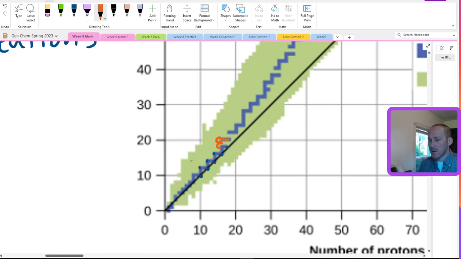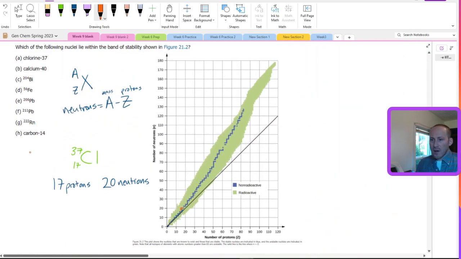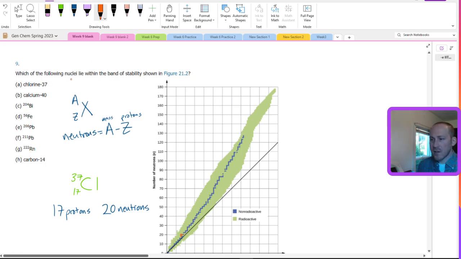Looks like that works. So 17 and 20, that one looks good. So that's a solid yes. Not only does chlorine 37 appear in the band of stability, which is the big green thing, it even looks like non-radioactive. So good for it. Good job.